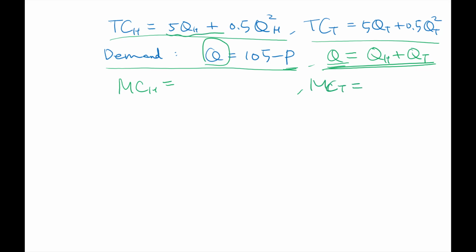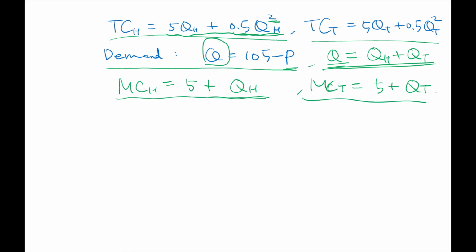MC. If you apply the derivative, the first term gives you 5, and the second term gives you 0.5 multiplied by 2, so you have 1, right? And you have QH to the power 2 minus 1, which gives you QH, so 5 plus QH will be the marginal cost of the company here, and the company there has the same marginal cost. So the two companies have the same production cost, right? So you can think that these companies are identical, and you can expect QH and QT will be equal too.